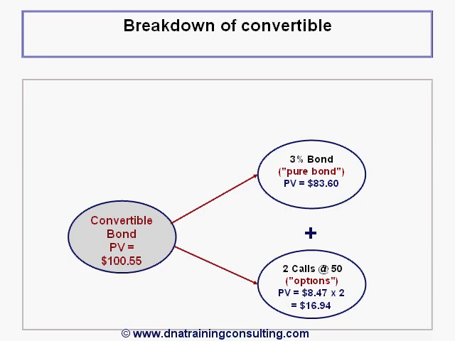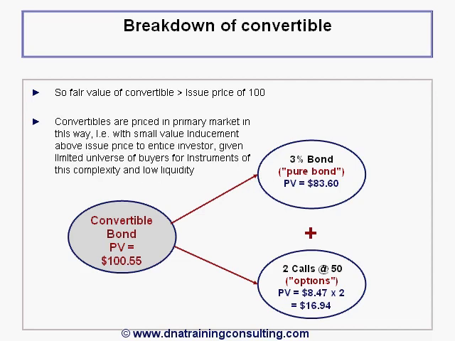Assuming the issue price of this convertible is 100, the investment appears to offer the investor a slightly greater value than its price. This is typically how new issue convertible bonds are in fact priced in the primary market, i.e., with a small value inducement above issue price to entice the investor into the deal, given the limited universe of buyers that might consider purchasing an instrument of this complexity and relatively low liquidity.